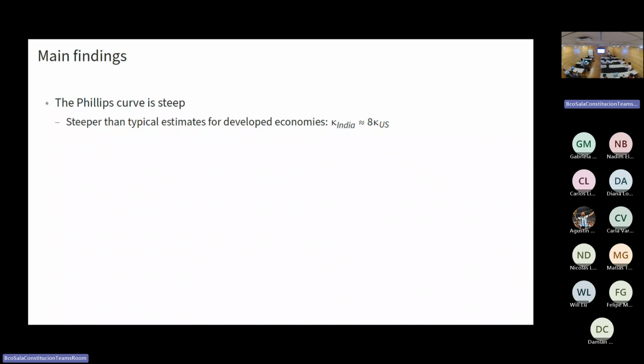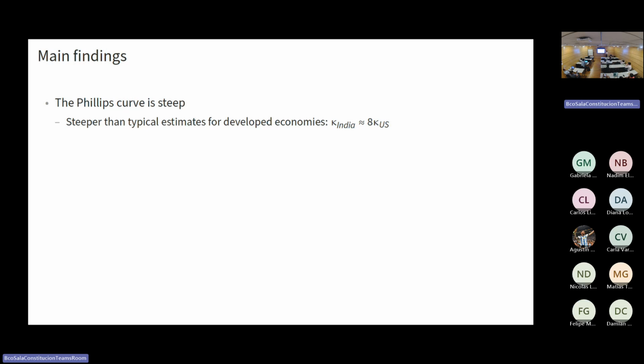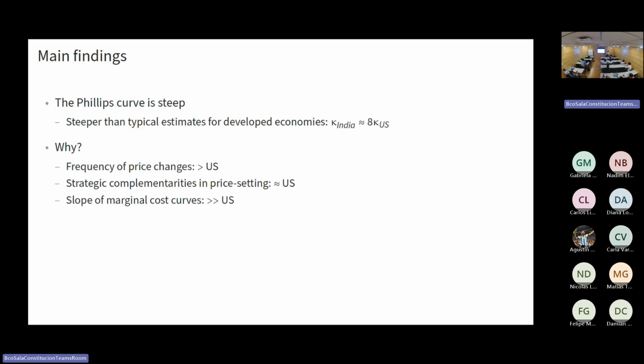So the main finding of the paper so far, and I say so far because you're going to see that some part of the paper is still in the works, is that the Phillips curve in India is steep. What we mean by that is that the slope of the Phillips curve in India is something like 8 times higher, almost 1 order of magnitude higher. And the best estimates that we have here are using the US for the slope of the Phillips curve, but also for other developed countries like Belgium. And the very nice thing about our approach is that you can decompose where this difference is coming from.